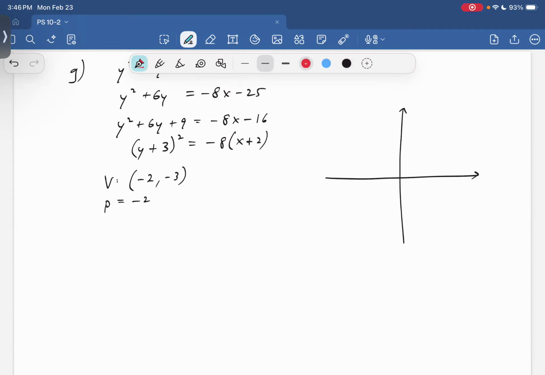This is a parabola that opens leftwards. It's a horizontal parabola because it has y squared, and because p is negative, it should open to the left. So negative 2 comma negative 3 is somewhere here. Then it opens to the left, which tells me that the focus is here, and the directrix is there. So for the focus, I'm going to go left 2 units. It's negative 4 comma negative 3. And the directrix, I go right 2 units, x equals 0.